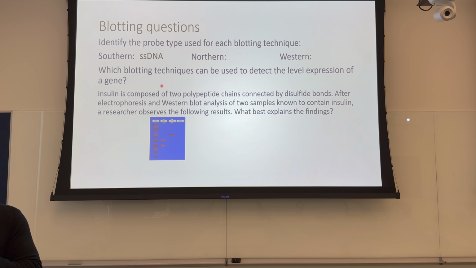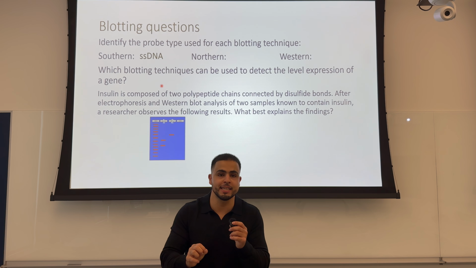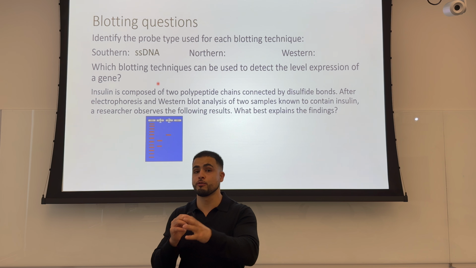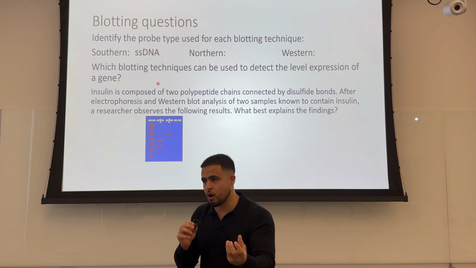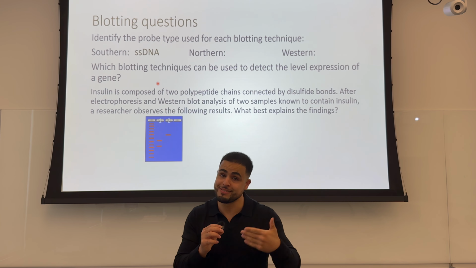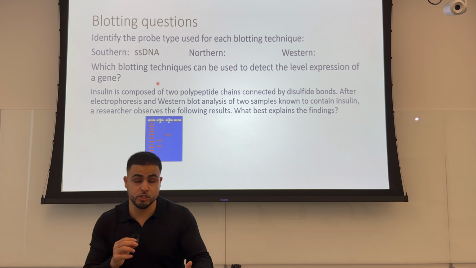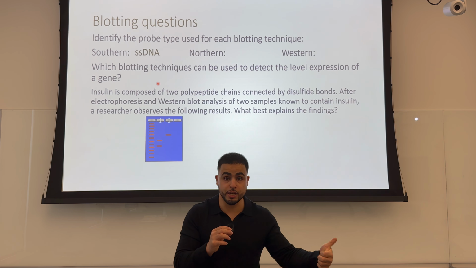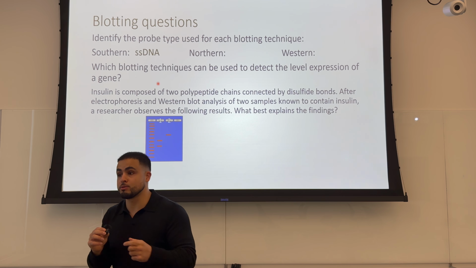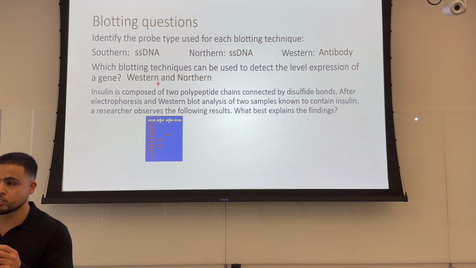All right, now next question, which blotting techniques can be used to detect the level of expression of a gene. So when you think gene, you might automatically think DNA and therefore choose Southern blotting, but that would be wrong because that's only telling you that that gene is present. Whether it's expressed or not, it doesn't really tell you much information on that. You need to use either Western blotting to see if the proteins are being translated, or Northern blotting to see if mRNA transcripts are being transcribed to determine whether that gene is being expressed or not. So the answer here is Western and Northern.